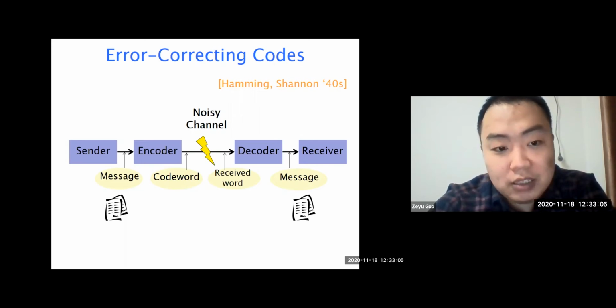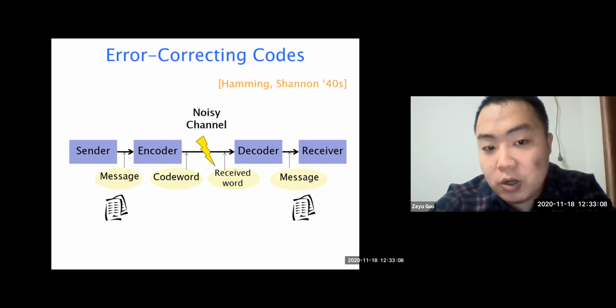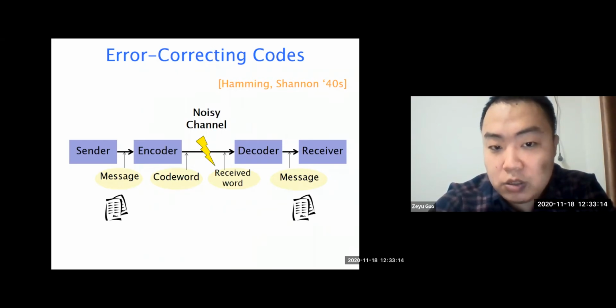So instead of doing that, we first send the message to an encoder, which turns the message into a code word, and then we send the code word through the noisy channel. When the decoder receives the word, it recovers the original message and sends it to the receiver. This makes the communication more reliable.